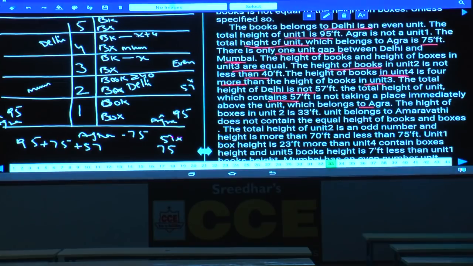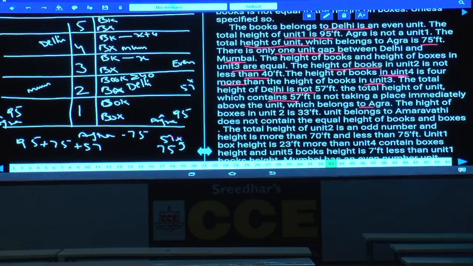Now 75 and this 57. Now the total height of Delhi is not 57. Delhi is not 57. The height of the unit which contains 57 is not taking a place immediately above Agra. As immediately above Agra is not possible, isn't it? 57 is not immediately above Agra. It can be immediately below Agra or anywhere else.